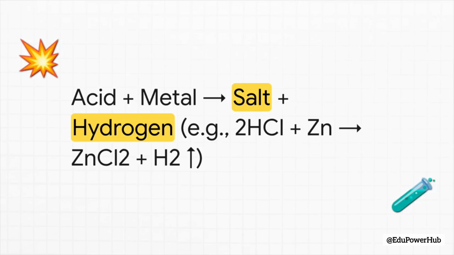Take an acid, mix it with a metal, and you get a salt plus hydrogen gas. For instance, 2 molecules of hydrochloric acid plus some zinc gives you zinc chloride and H2 gas. See that upward arrow next to H2?